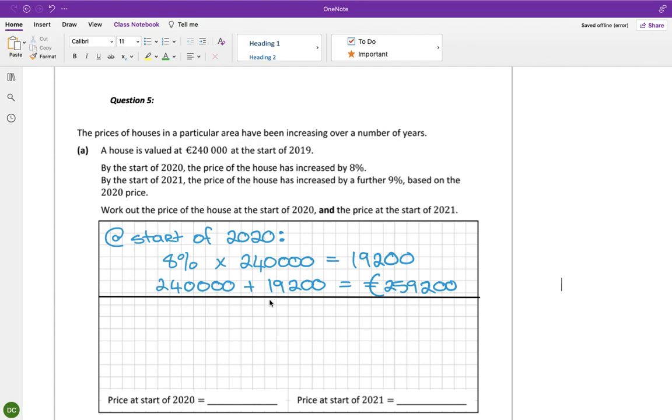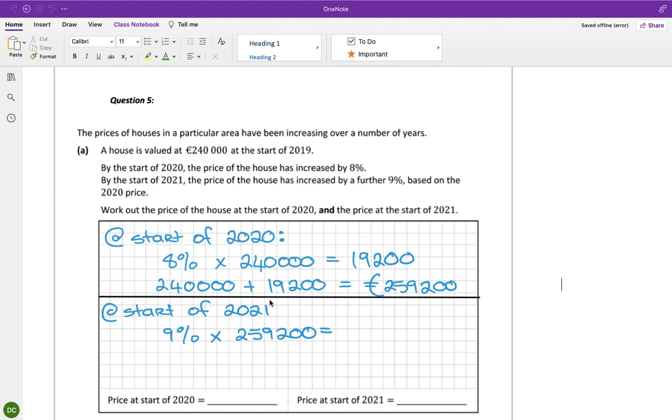Sorry. So we're increasing by a further 9%. So at the start of 2021, it went up by 9% of what it had gone up to in 2020. Does that make sense?